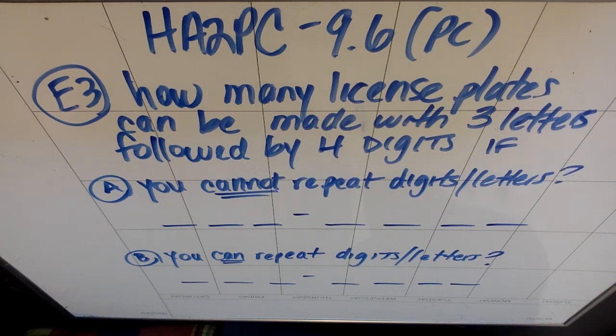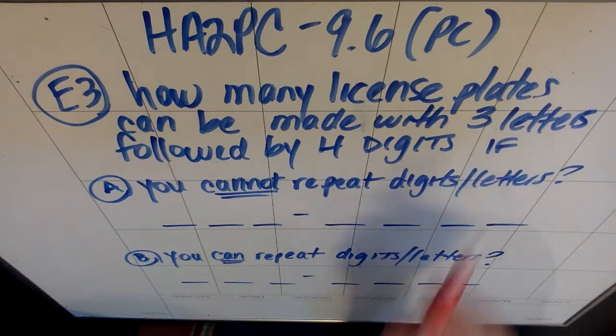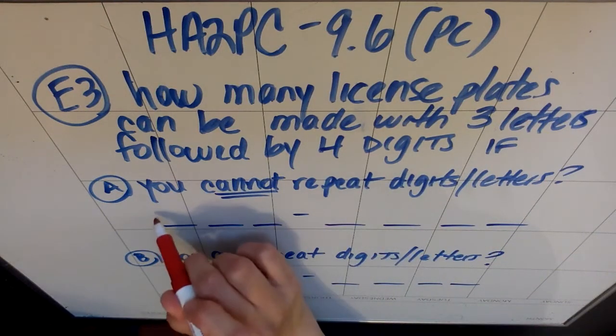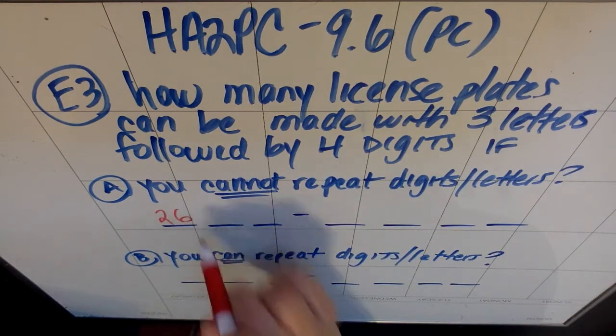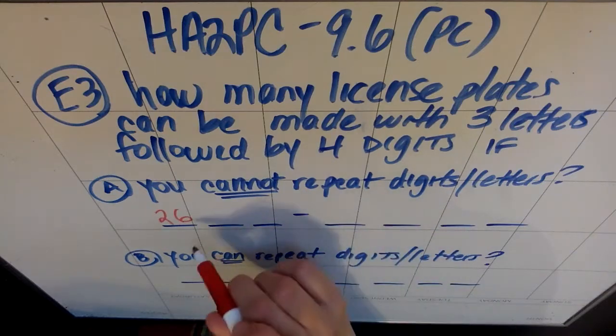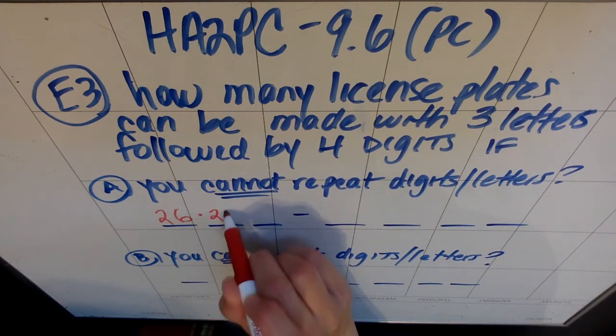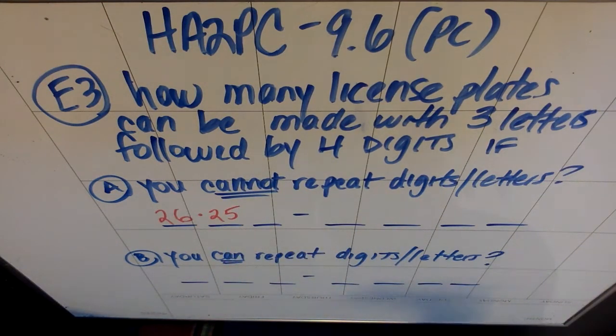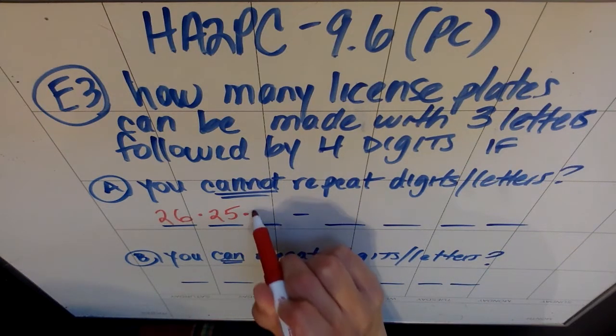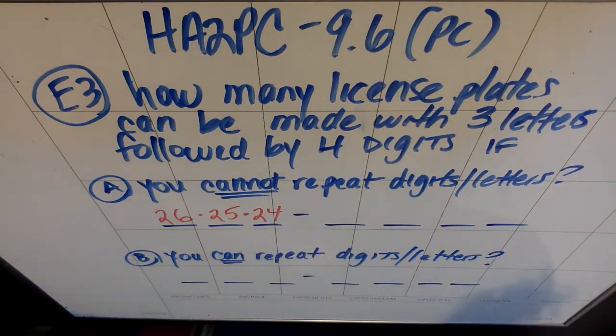When we're considering this, you want to think how many options are there for the first event. So in this case, I want 3 letters. Well, there are 26 letters in the alphabet, so I would have 26 options for the first letter. But because it says I cannot repeat, I would have to multiply that by the only 25 options I have for the next letter. And then there would only be 24 options for the third letter.